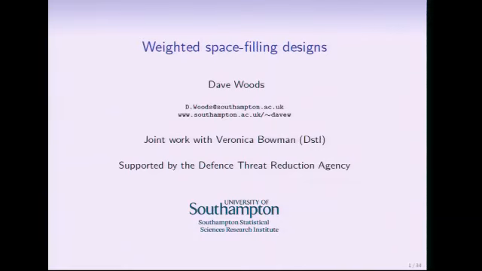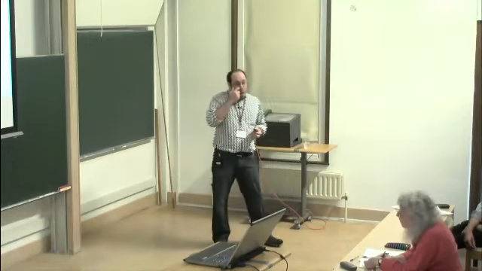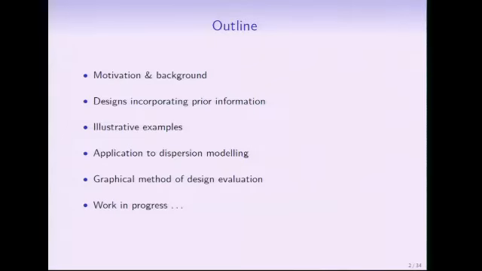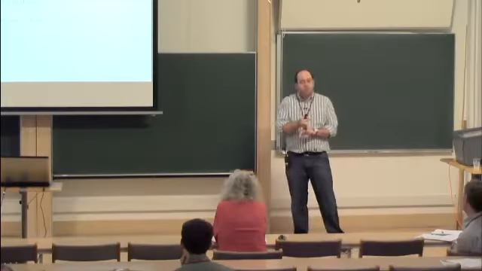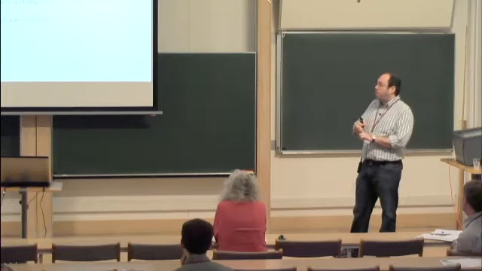And this is joint work with Veronica Bowman from DSTL. So I'll start by looking a little bit at the background and an example of an experiment from dispersion science, which actually sort of motivated this work. Then we'll get straight into thinking about how we can incorporate prior information, or essentially weight functions on our design space, into our design selection. And then we've got a variety of examples, some toy examples, and we'll go back to our dispersion example.